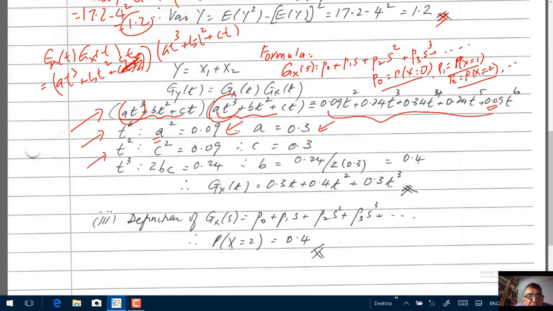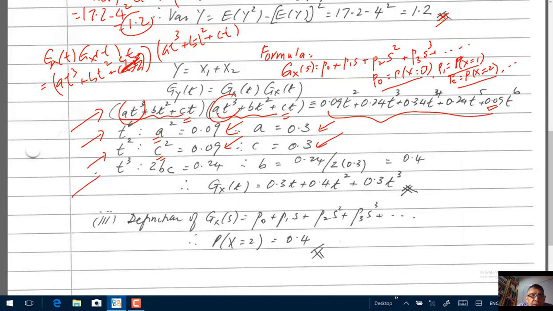Then I looked at the coefficient of t squared. How do you get the coefficient of t squared? By looking at ct and ct. By multiplying ct and ct, you get c squared t squared. So the coefficient of t squared will be c squared, and that will be equal to 0.09. So from this line, you can get c is also 0.3.